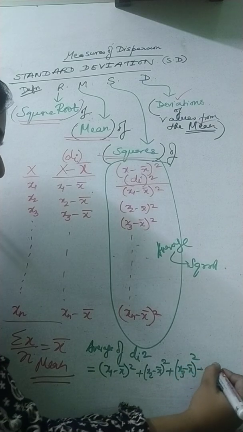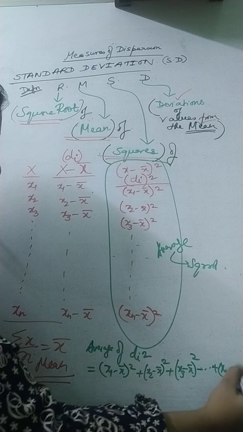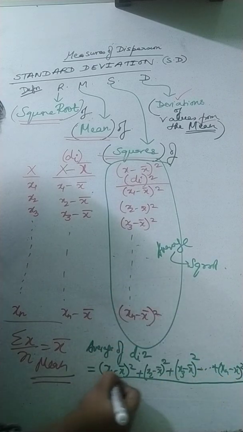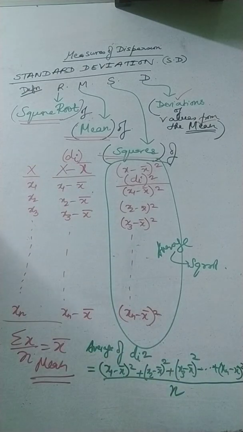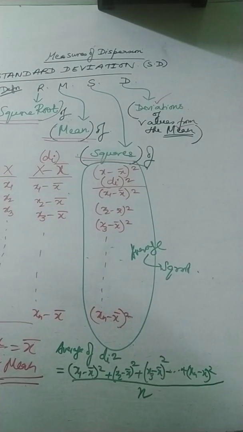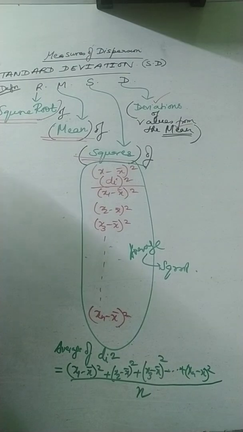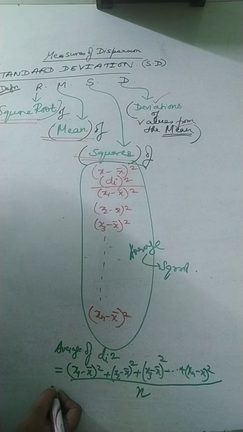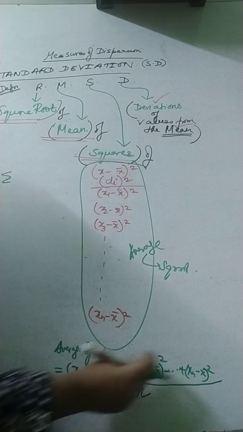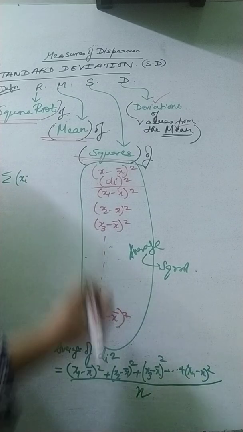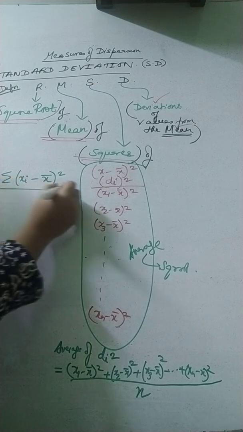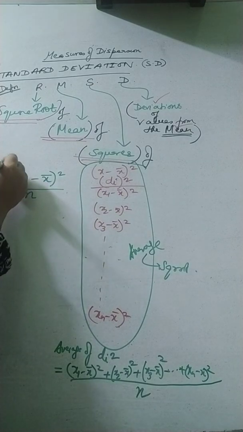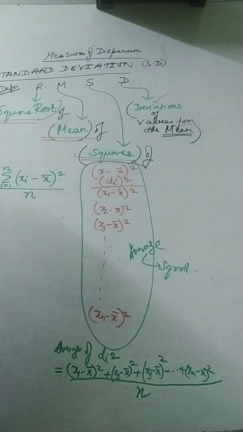This way it goes on till xn minus x bar whole square, divided by, what is the total number of values that we have? 1 to n. Divided by n, the number of observations. So in short, we can write this symbolically also, isn't it? Symbolically, how can we write it? We can write it as summation of, I'm keeping the suffix i because this is changing, xi, this is fixed, minus x bar whole square by n, where i ranges from 1 to n. This is how we write it in summation notation.